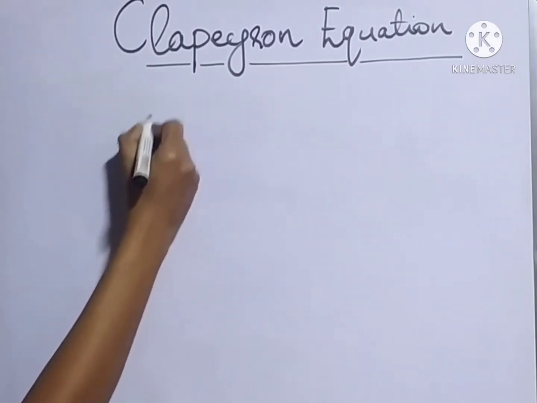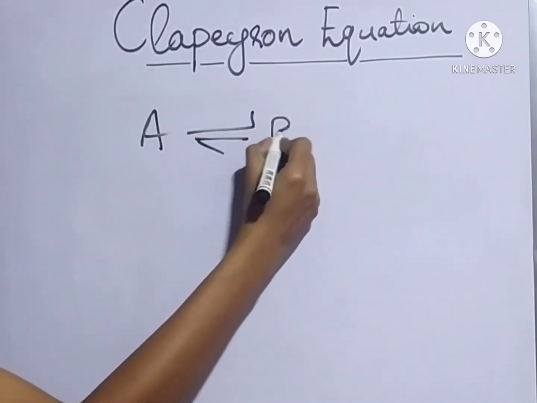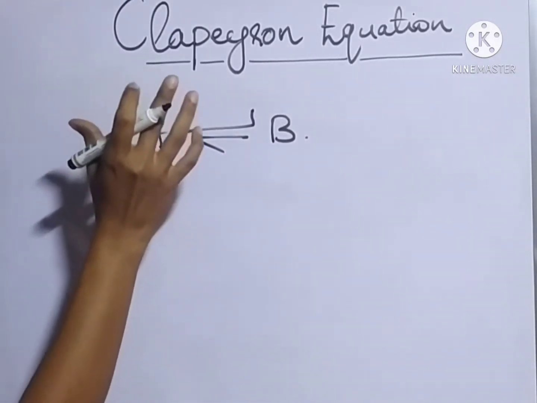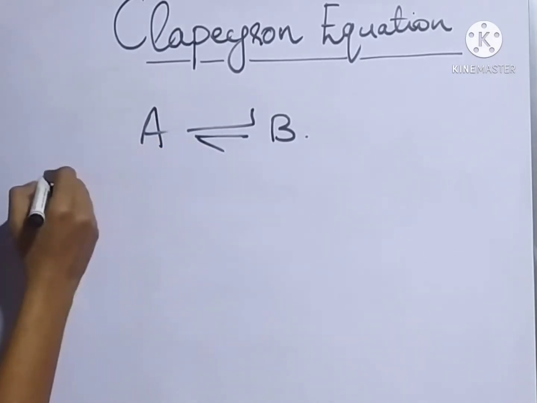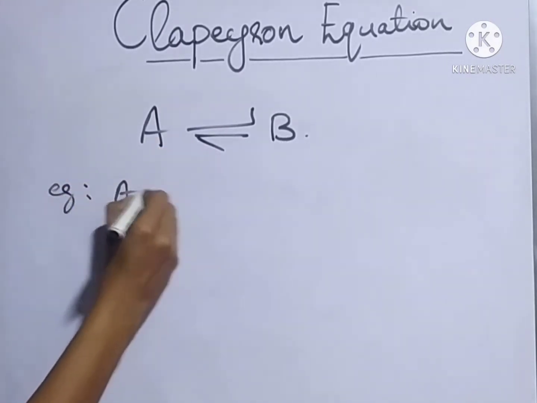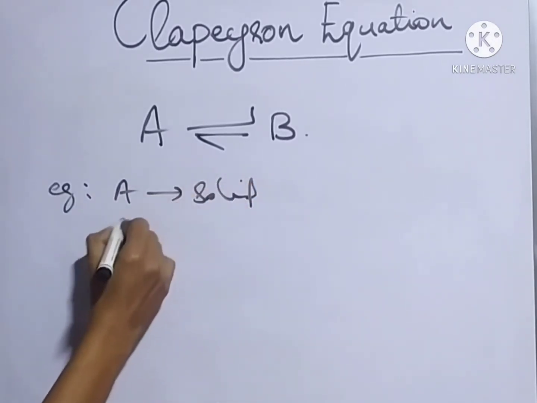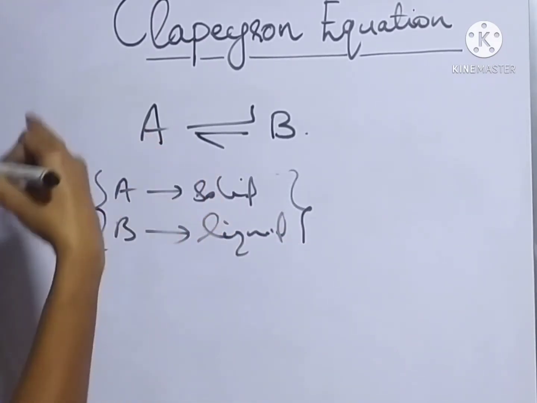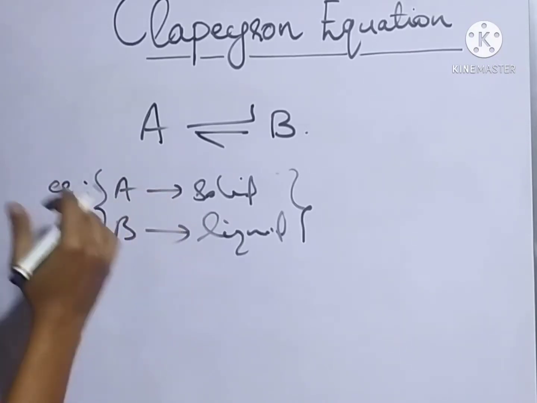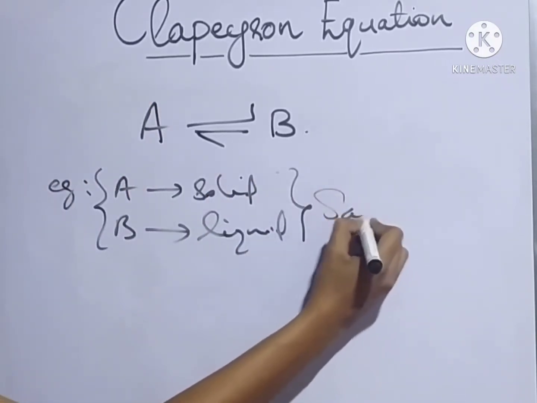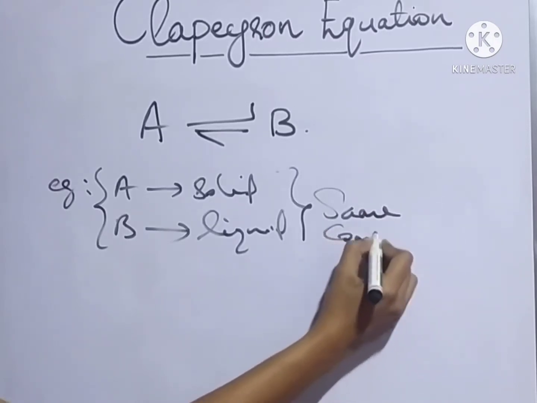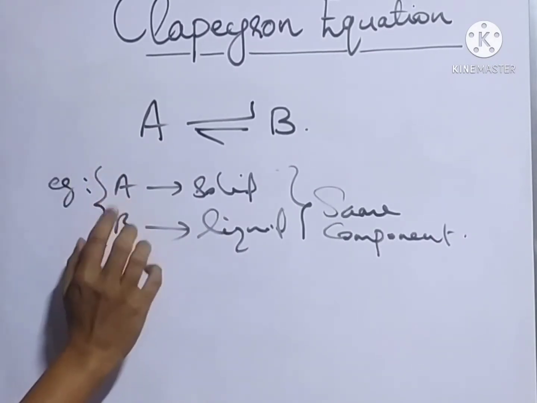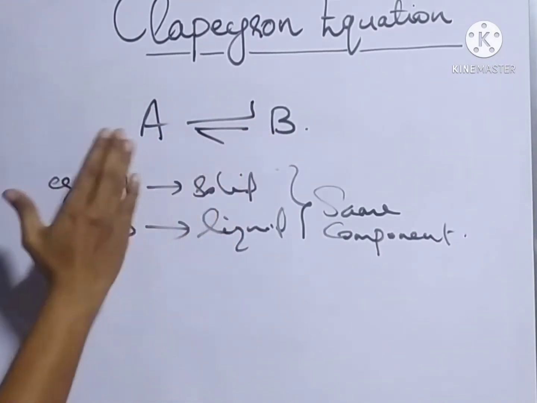So consider A reversibly gives B. Here A and B are two states or two phases of a single component. For example, we can say A is solid and B is liquid. These are two different phases of the same component. Here we are going to consider the equilibrium between these two phases of the single component.